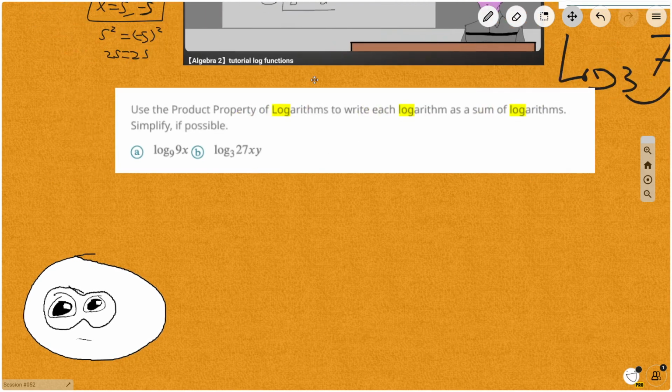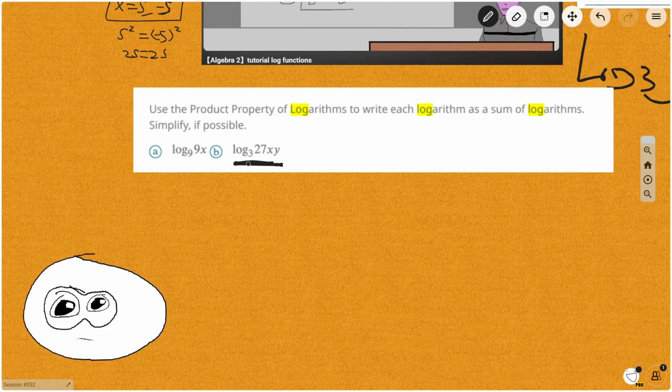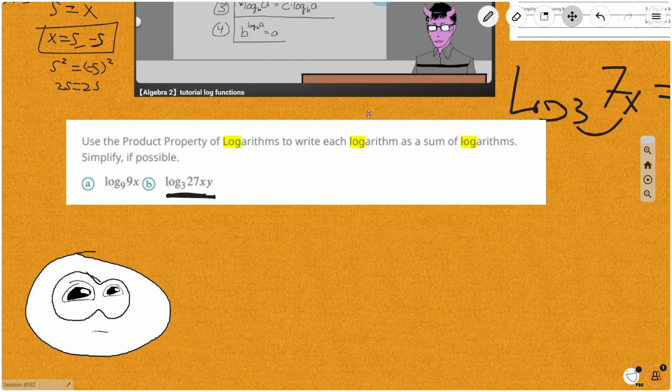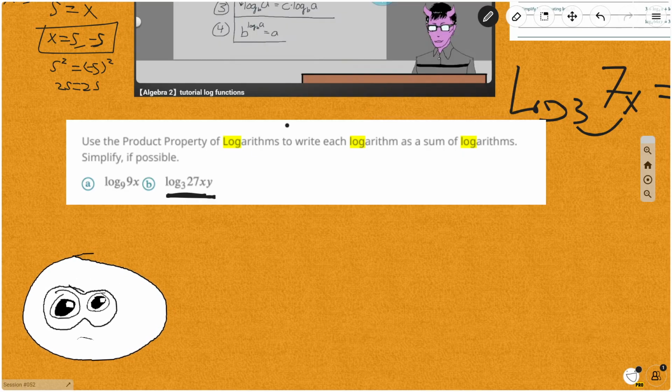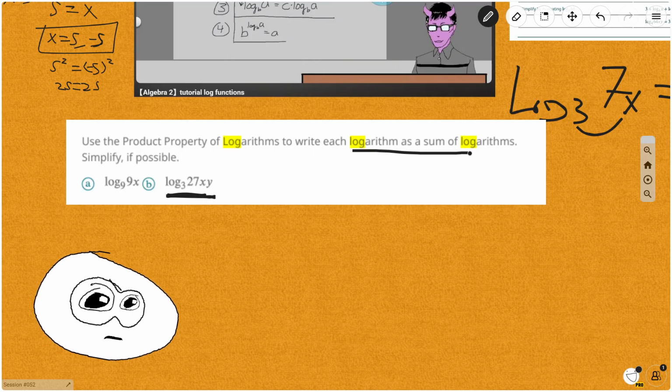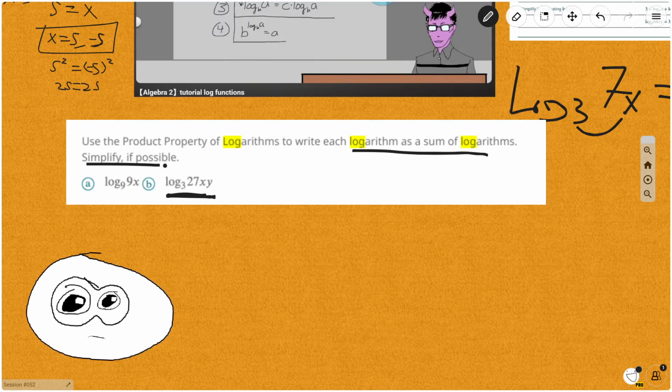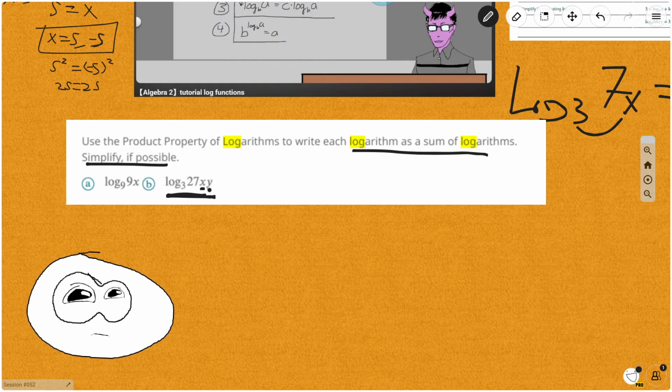So we're going to work on the second one, and do the same property. Again, follow the rules first, right? Write each logarithm as a sum of logarithms, and we're going to simplify it. So the answer isn't necessarily going to be solving for x or y, we're just simplifying.